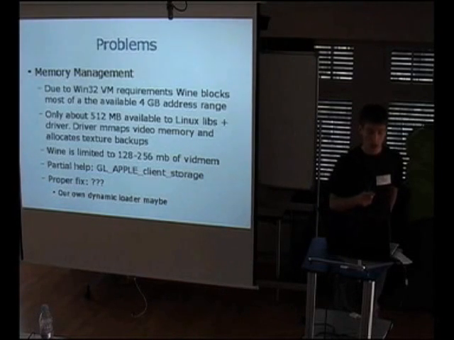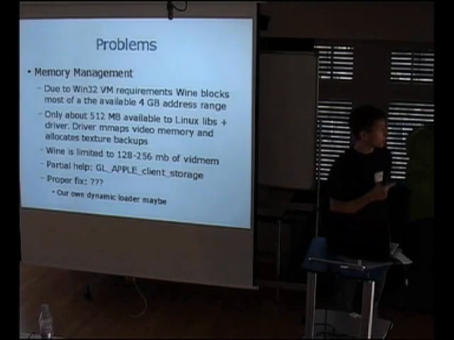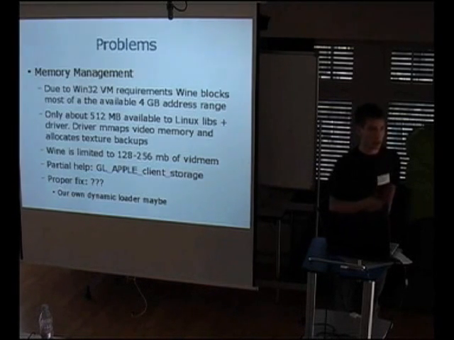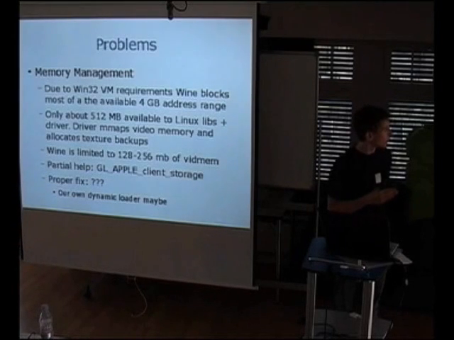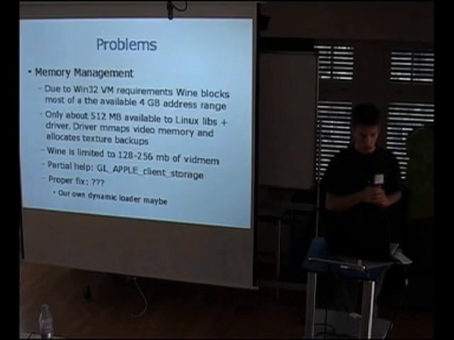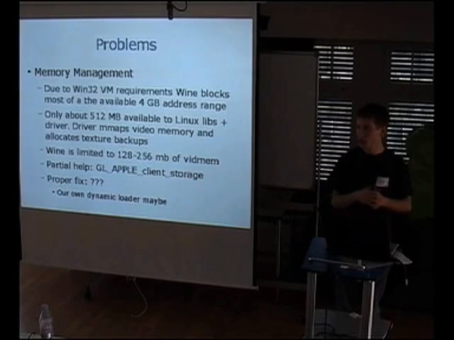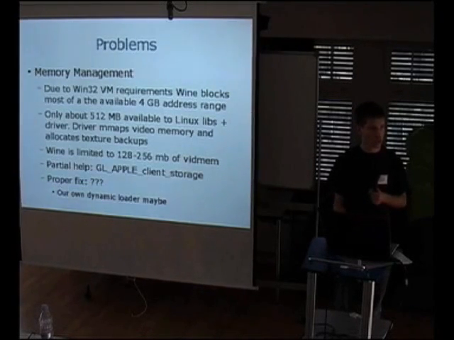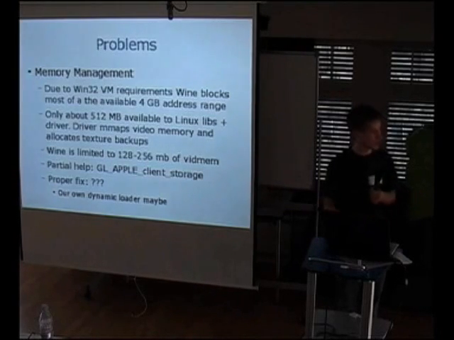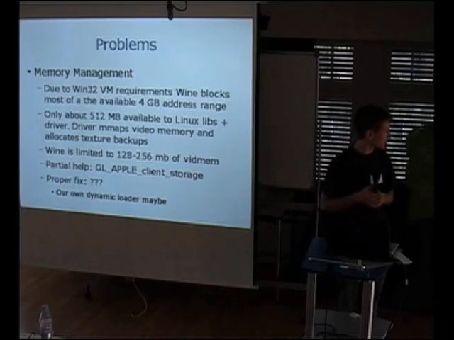On macOS, we have a partial workaround, the GL Apple client storage extension, which allows Direct3D to take over part of the memory management. So we can move the texture backup out of the rather limited address range that is available to the driver. And a proper fix, we don't know any really. Alexandre says that one fix may be to write our own dynamic linker for Linux libraries, so we can just keep all the memory free and load the libraries ourselves to the address we want them. But it's a pretty bad problem.